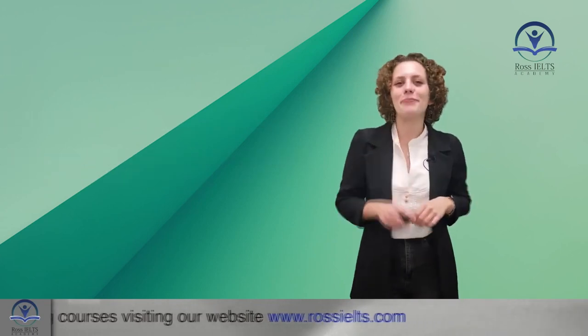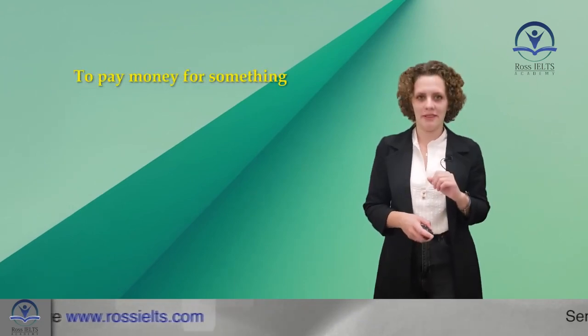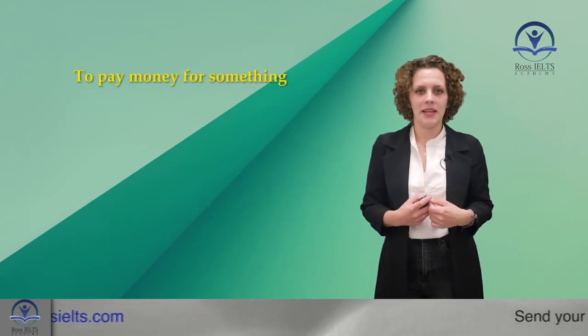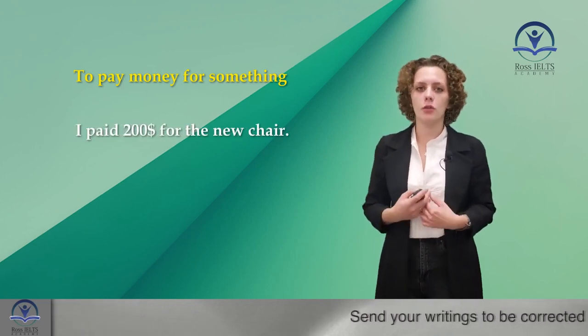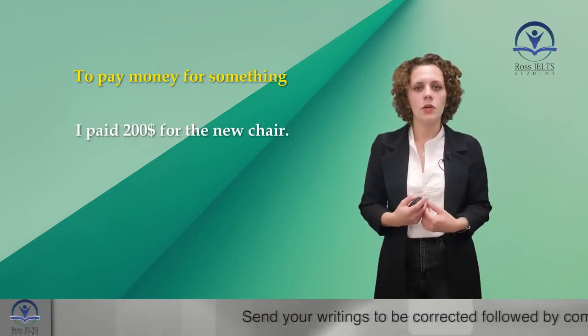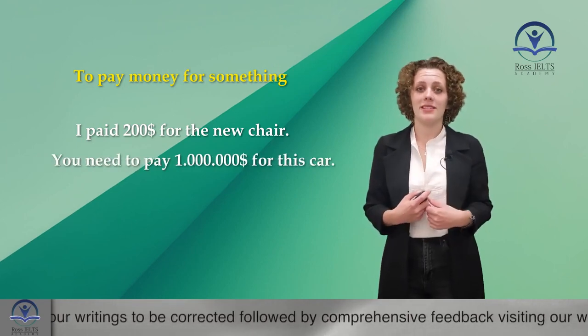Anyway, the preposition is to pay money for something. For example, I paid $200 for the new chair. Or, you need to pay $1 million for this car.